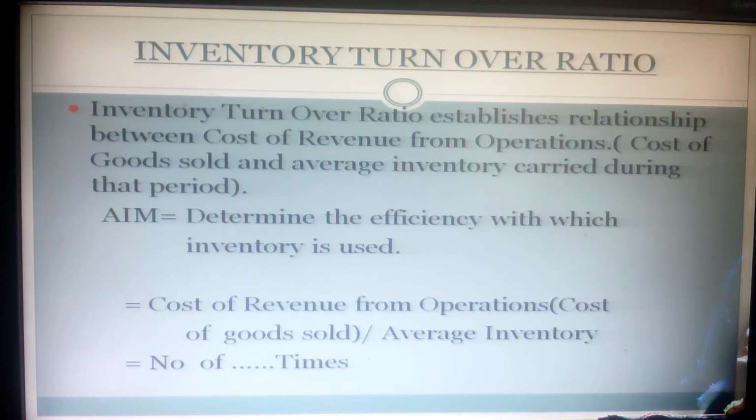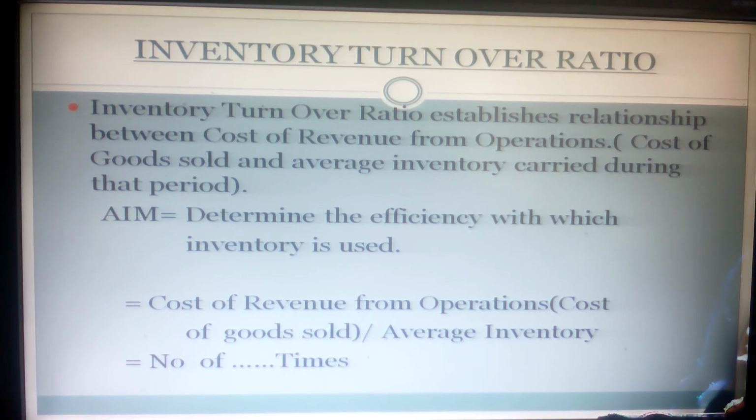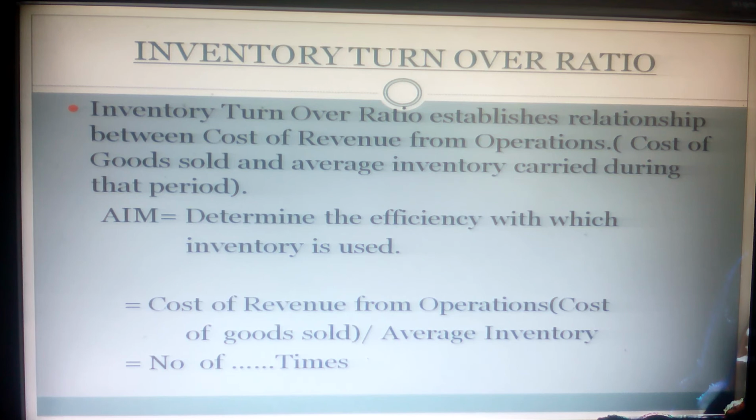As you know, activity ratios show the management performance of the business. Here, inventory turnover ratio establishes a relationship between cost of revenue from operations, nothing but cost of goods sold, and average inventory carried during that period. The aim of the inventory turnover ratio is to determine the efficiency with which inventory is used.